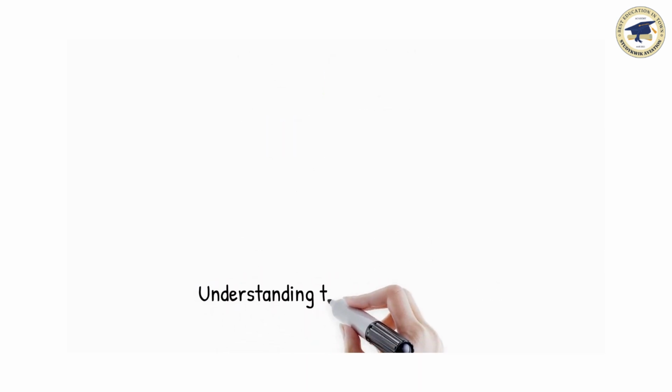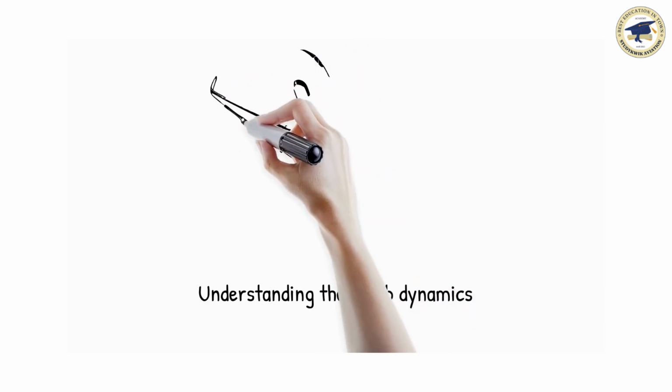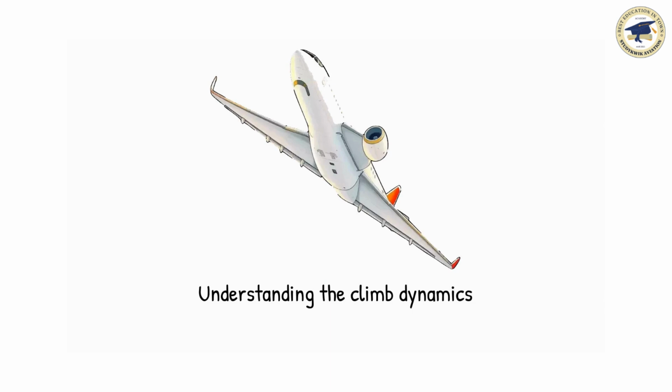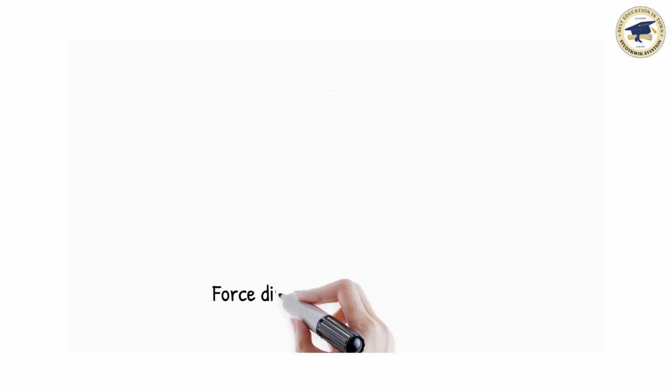Now, what happens when you start to climb? Most people imagine that lift has to increase a lot to make the airplane go up. But in reality, during a steady climb, the airplane is still in a form of balance, just tilted along the new flight path. Here's the important detail.